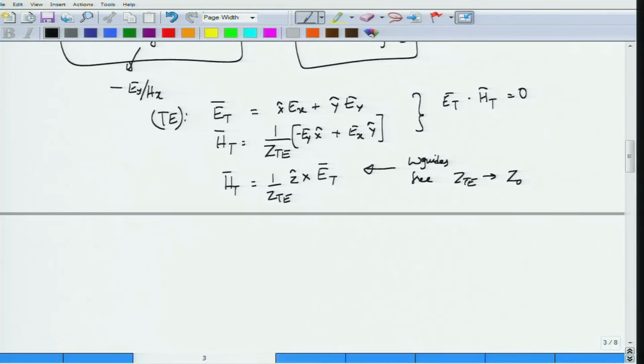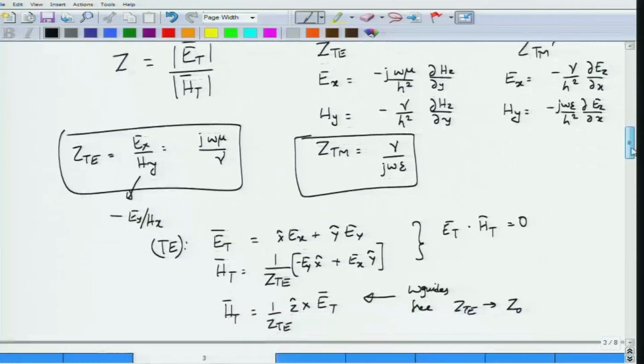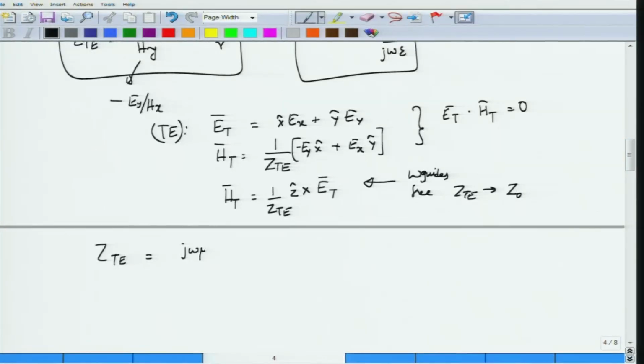As I said, similarly you can find ZTM, but going back to ZTE, we obtained j omega mu by gamma. When the waveguide is propagating, gamma can be written as j beta. Therefore, I can write this as j omega mu by j beta. The j's cancel and the impedance turns out to be real. But what is beta? Beta is omega square root mu epsilon, the free space part, times square root of 1 minus fc by f whole square.